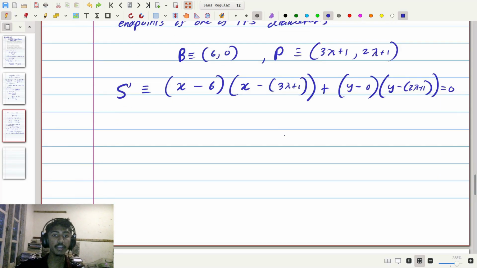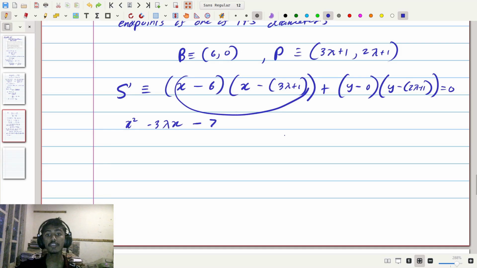So if we start simplifying here, we can see we get x times x, which is x squared. We get x times minus 3 lambda, which is going to be minus 3 lambda x, and then we get minus 6 times x, which is minus 6x, and then x times minus 1, which is minus x, which is going to culminate into minus 7x. Minus 6x plus minus x is minus 7x. And then we're going to get minus 6 times minus 3 lambda plus 1, which is going to become plus 18 lambda, and then minus 6 times minus 1 is plus 6.